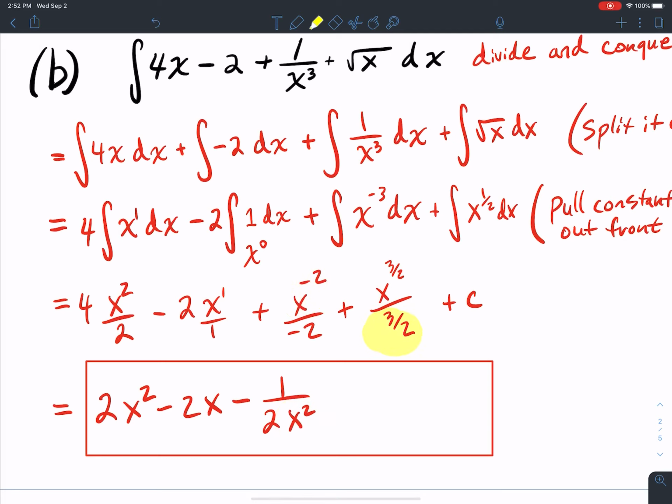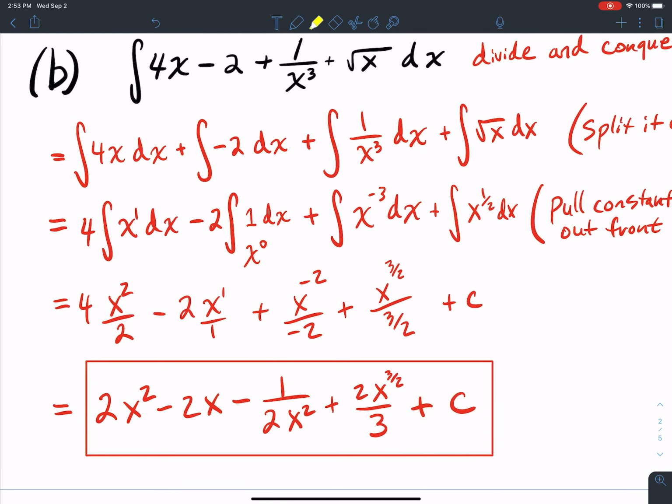And then once again, this is keep, change, flip, right? So I keep the numerator the same, 3/2 for the exponent, multiplied by, keep, change division to multiplication, and then flip the denominator, 2 over 3. Multiply that together, and we get 2/3 x to the 3/2, and then my plus c there, okay? Very important that you remember to put the plus c. Probably one of the most common things forgotten.